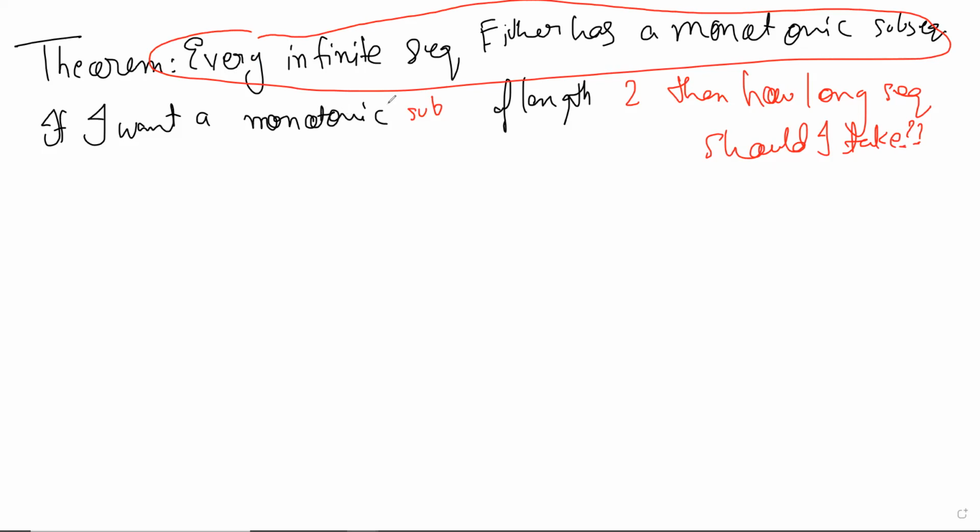Why length 4? You just take length 2. Obviously, length 4 will work, but just take length 2. If you just take a sequence x1, x2, then x1 will either be less than x2 or bigger. So length 2 is trivial. Just take 2 terms and that's it. Is it okay? This is very trivial.